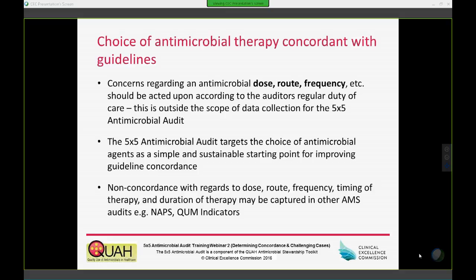That information can be captured in other antimicrobial stewardship audits like the National Antimicrobial Prescribing Survey or the Quality Use of Medicines Indicators. And in those audits, compliance with guidelines is defined as compliance with all those components, not just the choice of antimicrobial therapy. So you do have an opportunity to use other AMS audits to capture that information.